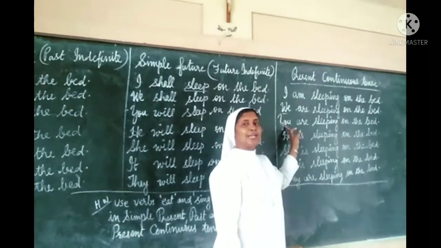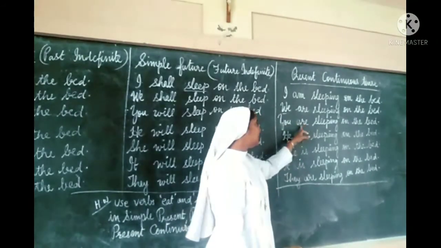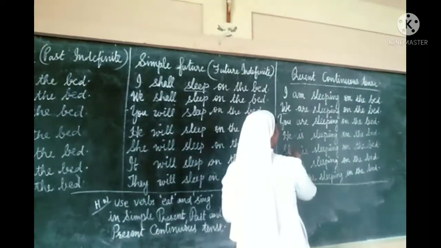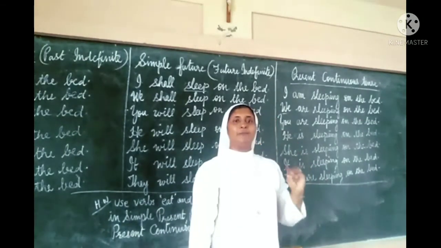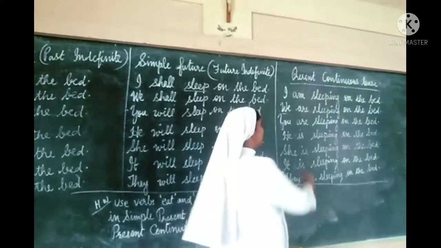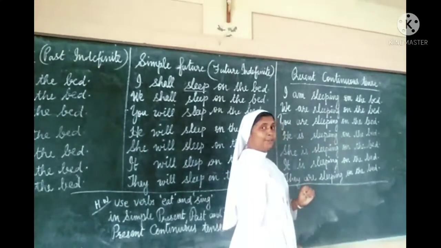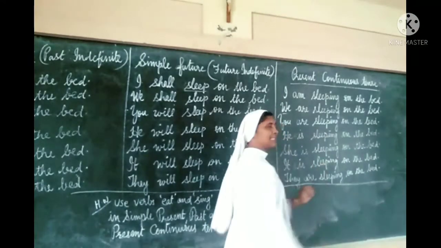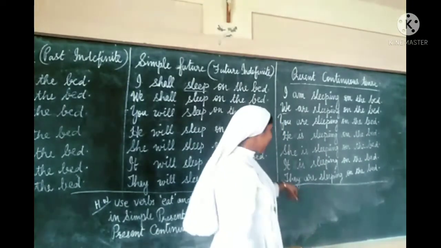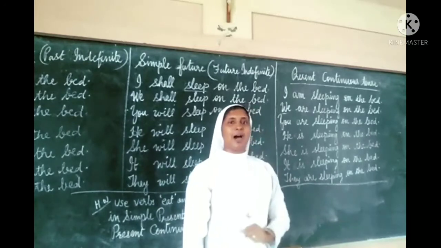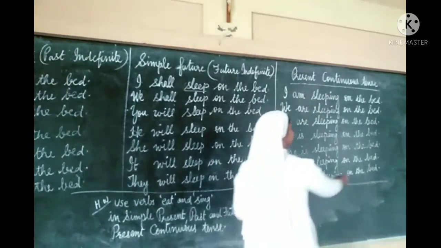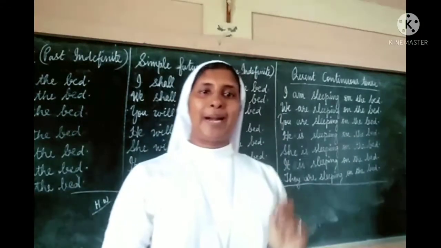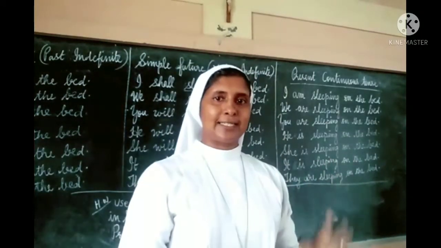You, singular as well as plural, we use the helping verb are. So you are sleeping on the bed. He, she, it, third person singular, we use is. So he is sleeping on the bed, she is sleeping on the bed, and it is sleeping on the bed. They is plural, therefore we use are. So they are sleeping on the bed. This is the way we write present continuous tense.